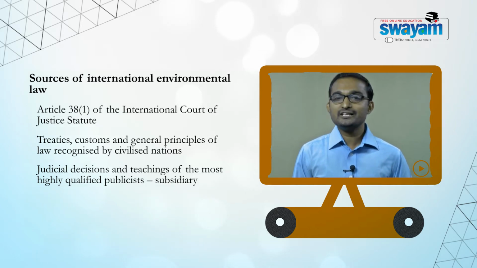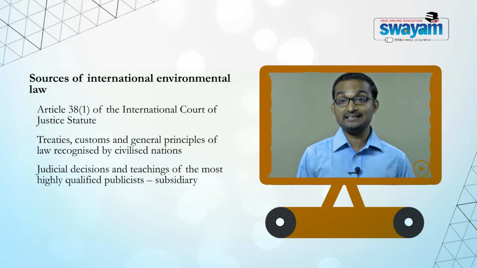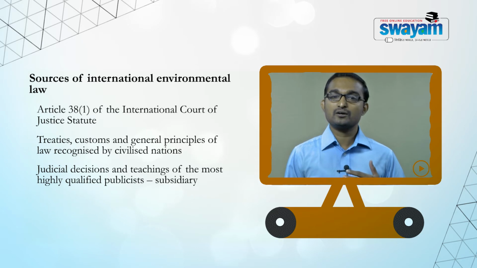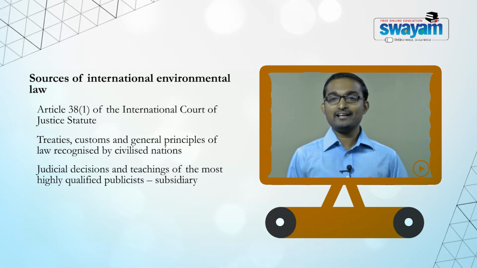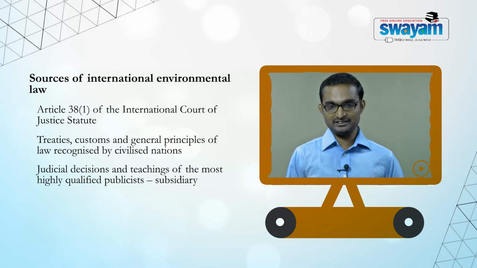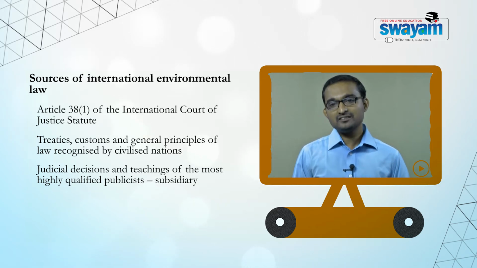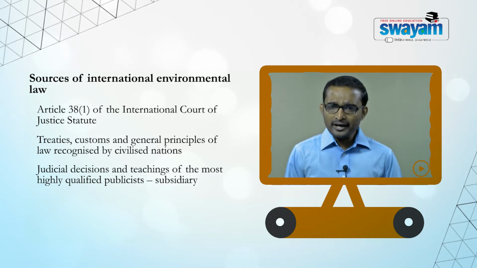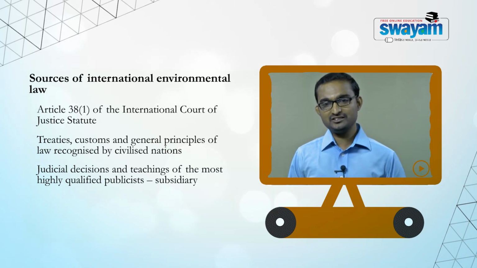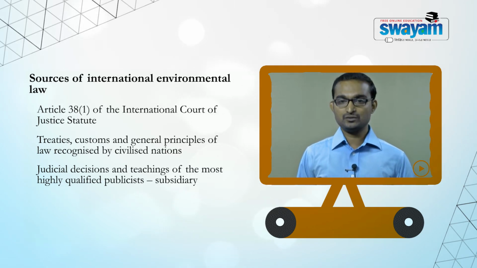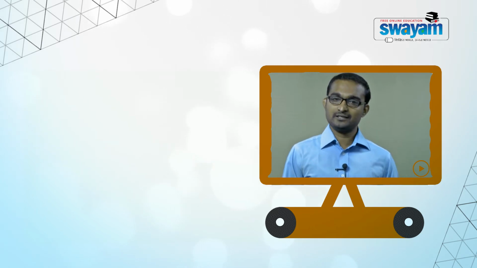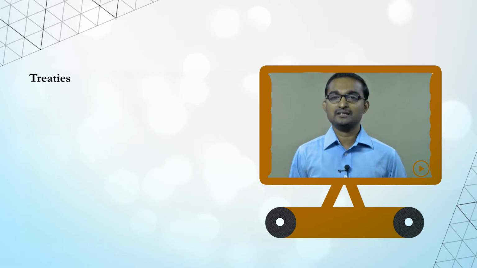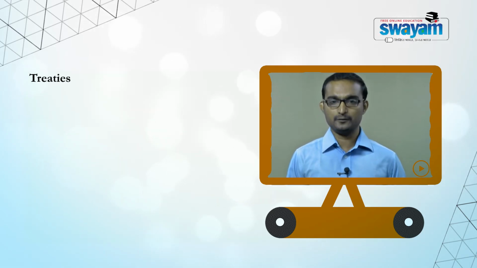But there is a qualification for the second source, judicial decisions and teachings of the most highly qualified publicists, because these are regarded as subsidiary sources. That means the first set of sources, that is treaties, customs and general principles of law recognized by civilized nations, are considered the primary sources of international law, and that makes judicial decisions and teachings secondary sources. So we will briefly discuss what the major treaties are in the context of international environmental law, and how customs are also relevant in the case of international environmental law.